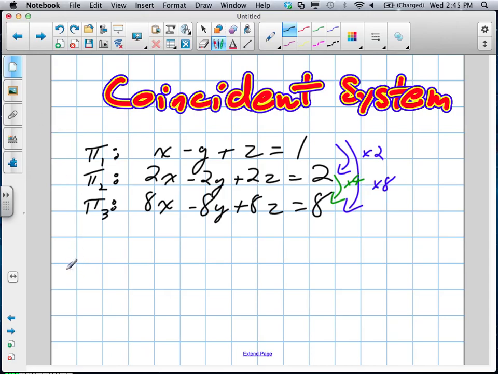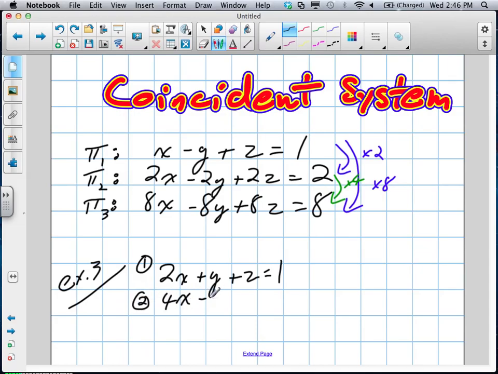So example 3 is now another consistent system. But in this one, they've given us these equations. 2x plus y plus z equals 1. So that would be our first equation of a plane. Our second equation of a plane is 4x minus y minus z equals 5. And finally, equation 3, 8x minus 2y minus 2z equals 10.